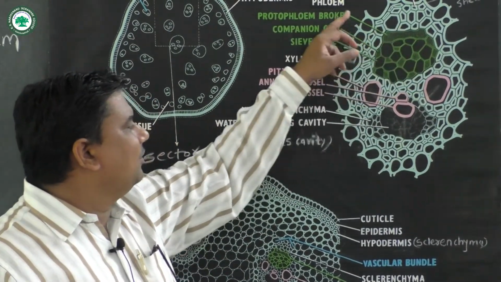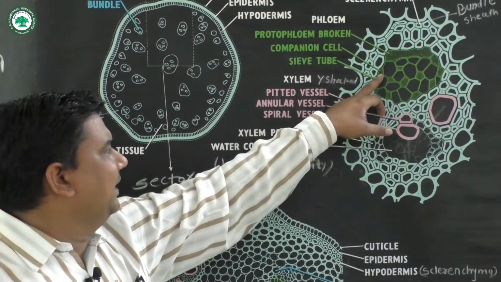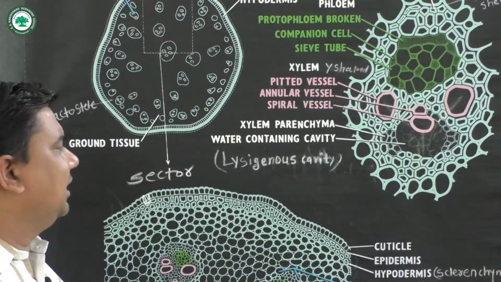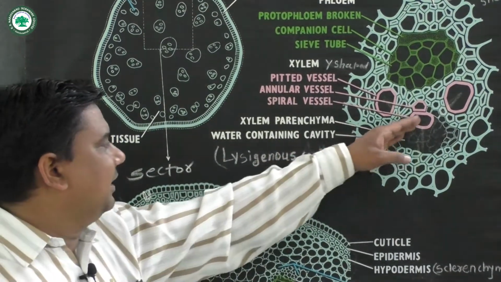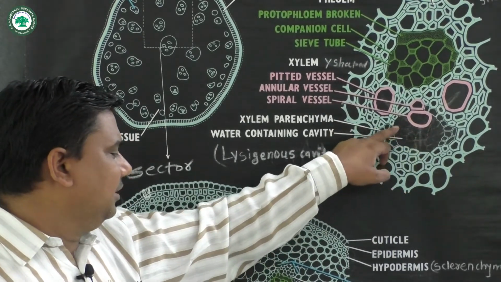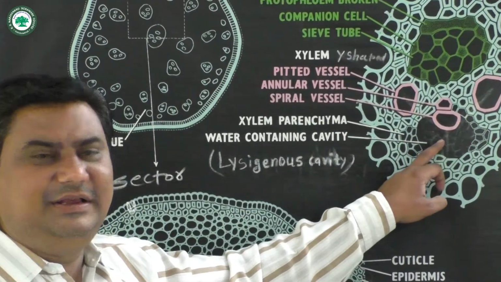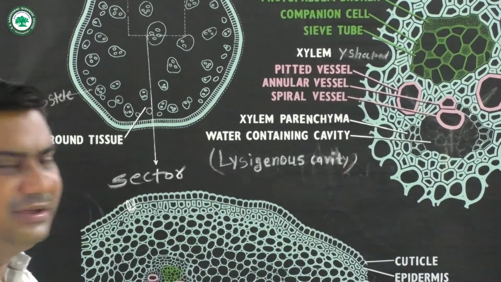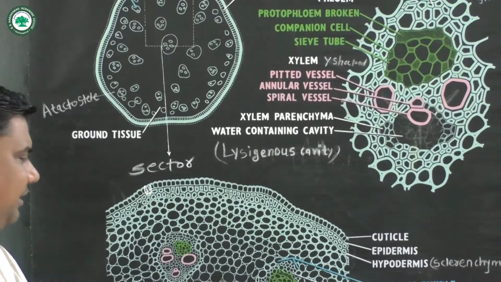This is the broken phloem, and this phloem consists of the companion cell and the sieve tube, and again the phloem parenchyma is absent. And this one is at the end of the spiral vessel, where the protoxylem gets disintegrated and forms a cavity. That's why it is called the protoxylem cavity or lysigenous cavity, or what we call the water containing cavity.